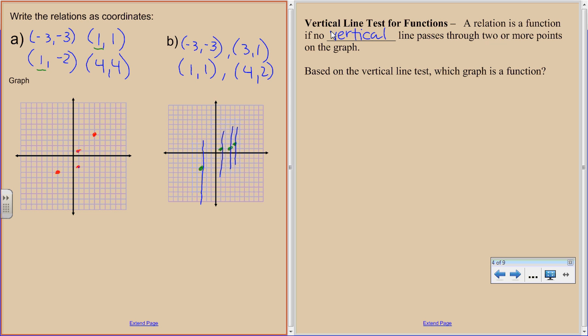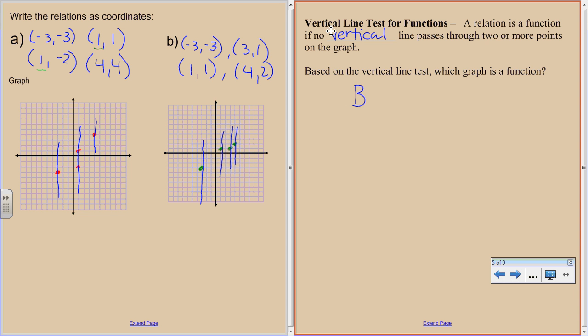But if we look at these two points here on the red graph, because that one vertical line hits two red points, it makes it not a function. It doesn't matter that I only hit one red point over here. It doesn't matter that I only hit one ordered pair over here. Because it hits two points, it's not. And so based on the vertical line test, which one is a function? Good job.